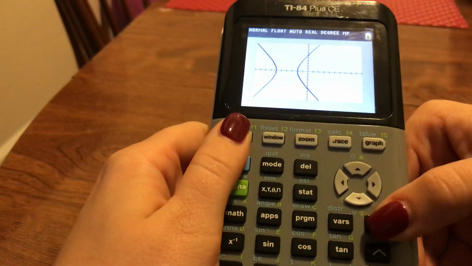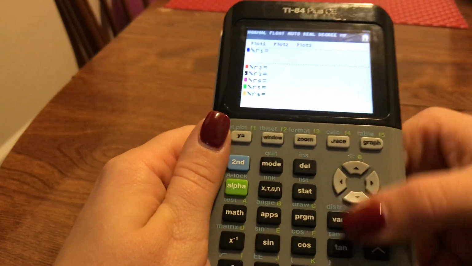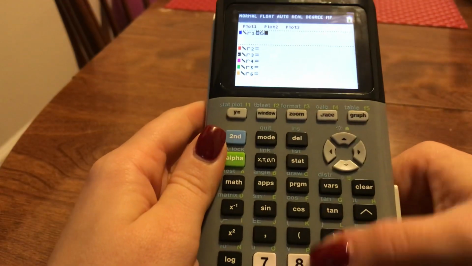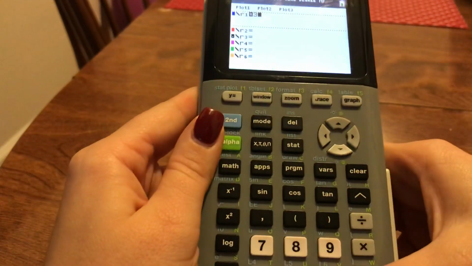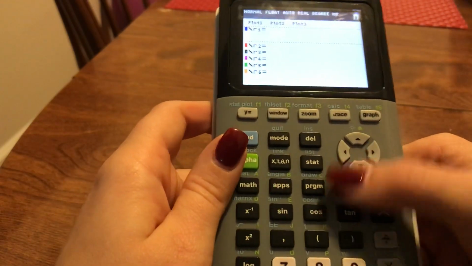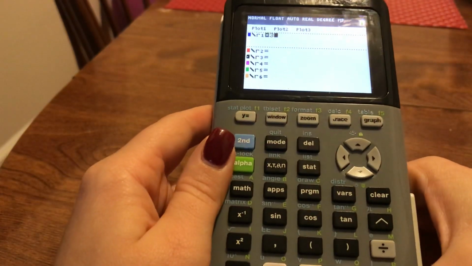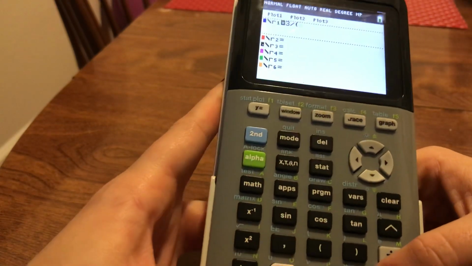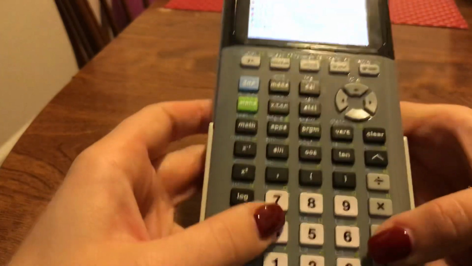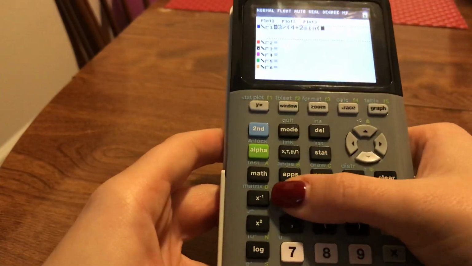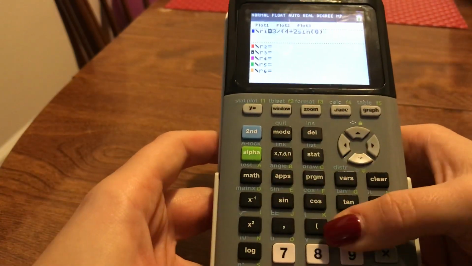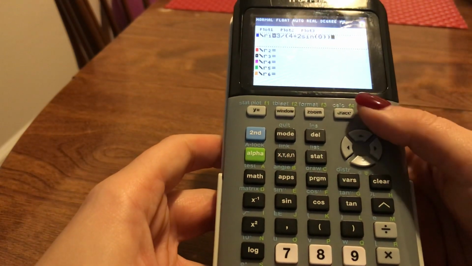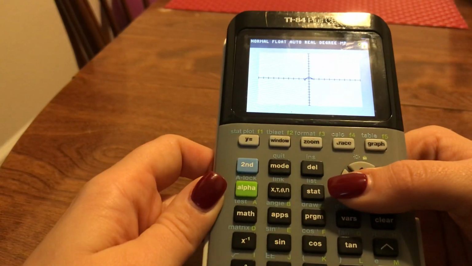So let's just do one more, and I'm going to type in that second example the other way. 3 divided by, redo. I'm trying to type this in without looking at my calculator. 3 divided by parentheses 4 plus 2 sine theta, and then close my parentheses. Based on this problem, it should create an ellipse.